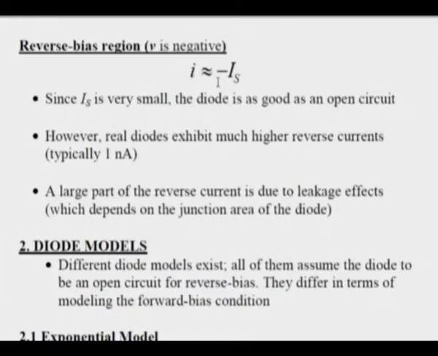Now the problem is the following. IS is something purely at the device level. But when you make a measurement, there is another current called the leakage current. In a real diode you have a much higher reverse current. The main reason is leakage effects. And this leakage current is directly proportional to the area of the diode.